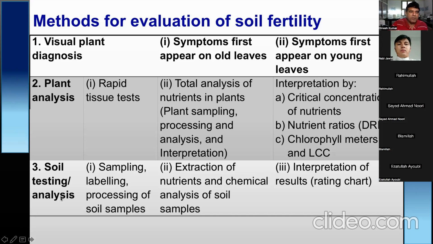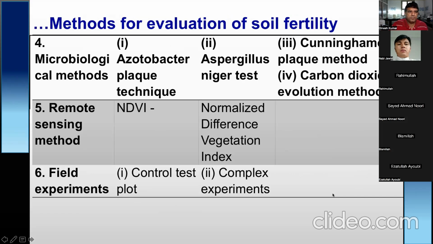Now, soil testing or soil analysis. In soil analysis, what we do, we go for soil sampling, labeling, processing of soil samples, and then we extract the nutrients with the help of certain extractants, and then we do the chemical analysis of the nutrients in soil. And then we go for interpretation of nutrients, and this will be taught to you in soil fertility course. But here you can just see that these are the different methods for evaluation of soil fertility. Now microbiological methods are also available, and then remote sensing methods are also available.